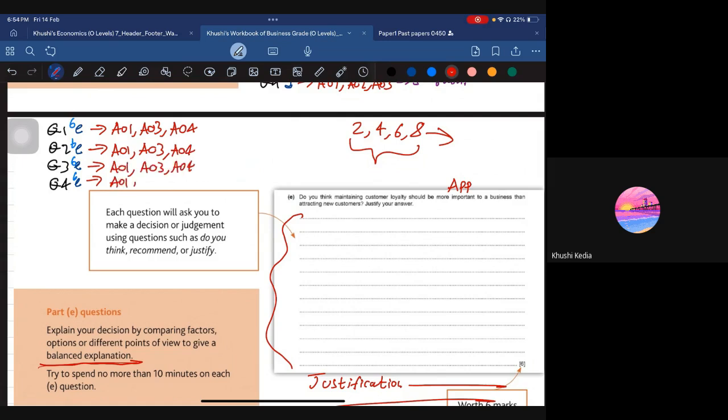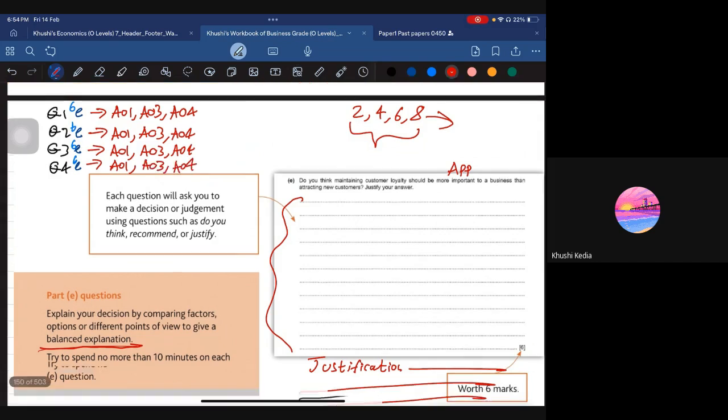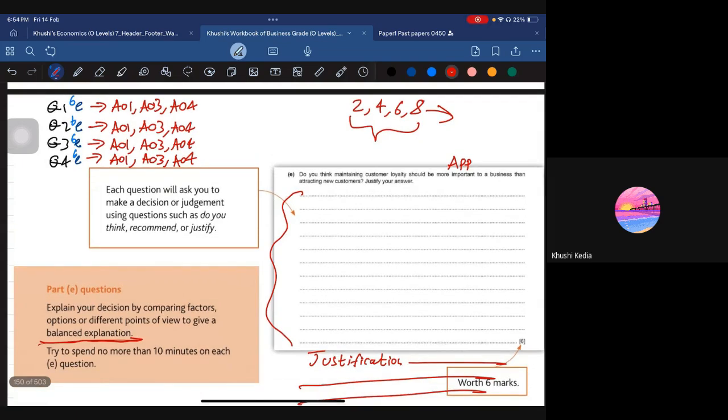And AO1, AO3, and AO4. Okay, now I'm going to just write a simple structure here. He said that, do you think maintaining customer loyalty should be most important? Okay, so this is more of an advantage sort of a question. I'm not going to go for that. I'm going to give you a question where he's probably asking you to compare.